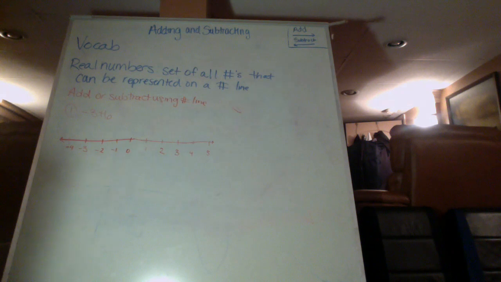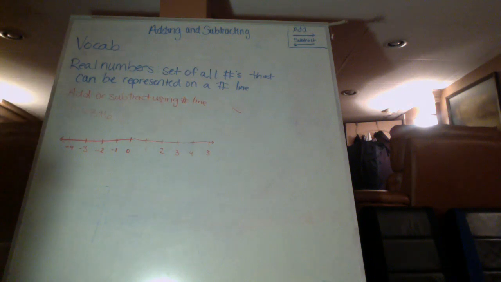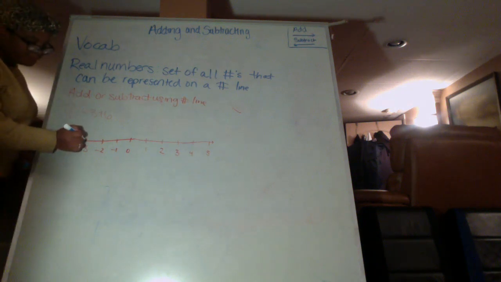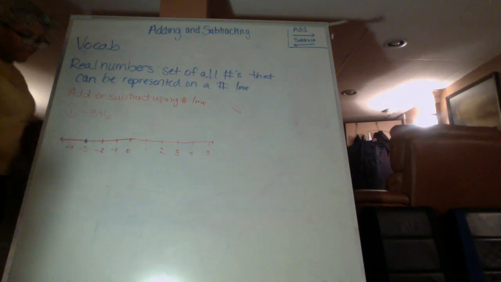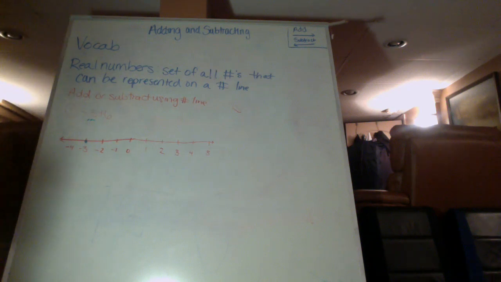So it says -3 plus 6. I first want to think about my starting point. My starting point is at -3, right? So I'm going to put a little dot there. It's my starting point. Now, my ending point, we don't know yet. We have to add 6, so we're not sure. So we're going to add 6.